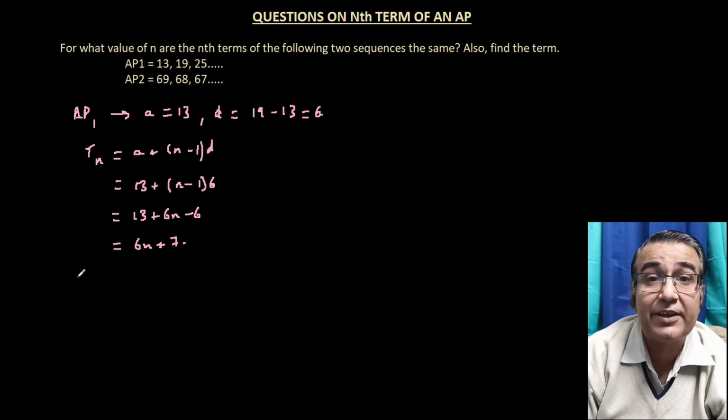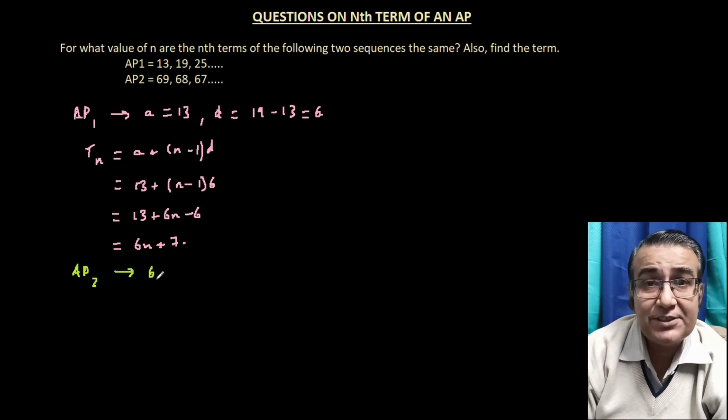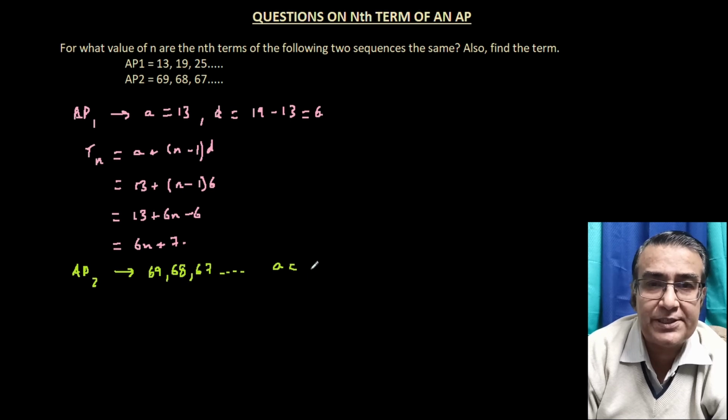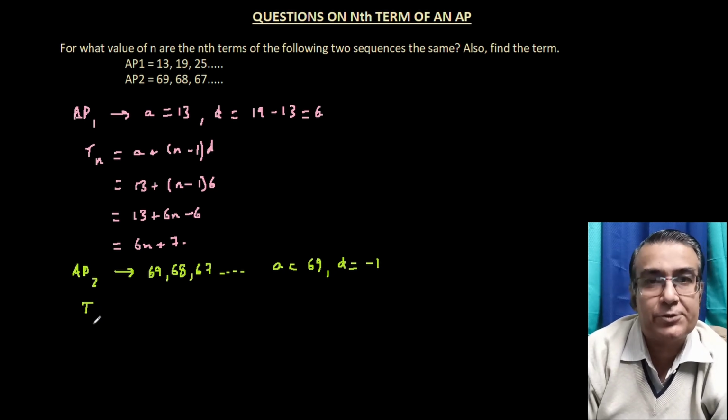This is also called the recursive formula for this sequence, as we discussed earlier. Now let's look at the second arithmetic progression that we have. In that, we know that the first term A is equal to 69, and the common difference is the second term minus the first term. So 68 minus 69, which gives us a common difference of -1.